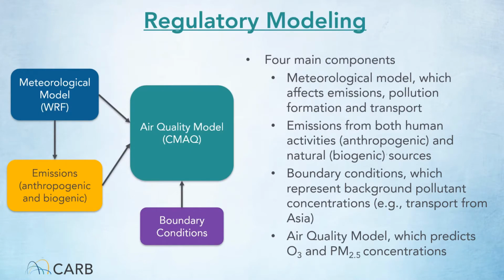In our regulatory modeling approach, there are four main components: the meteorological model, which affects emissions, pollution formation, and transport; emissions from both human activities, anthropogenic, and natural, biogenic sources; the boundary conditions that we give the air quality model, which present background pollution concentrations, such as transport from other surrounding areas; and the air quality model, which predicts ozone and PM concentrations.